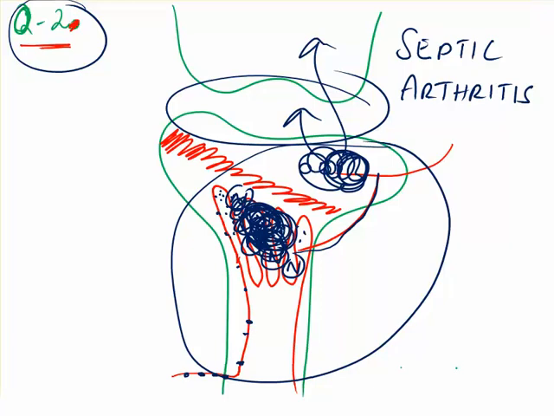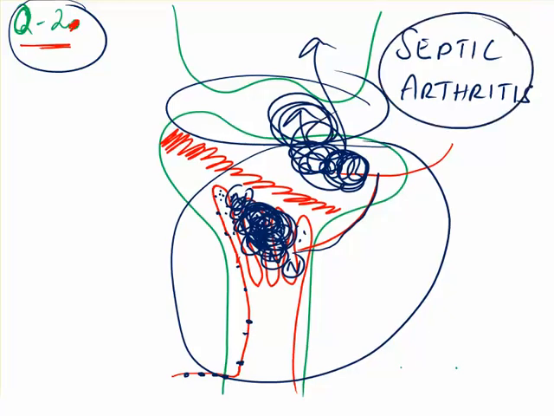Okay, now this is, you understand, in 0 to 2 years of age, the infection of the bone, that is infection happening in the metaphysis, through the transphyseal vessel, it enters the epiphysis. Once they enter the epiphysis, the joint is very near and the other bone is very near. So it can involve the joint directly, and they cause septic arthritis.